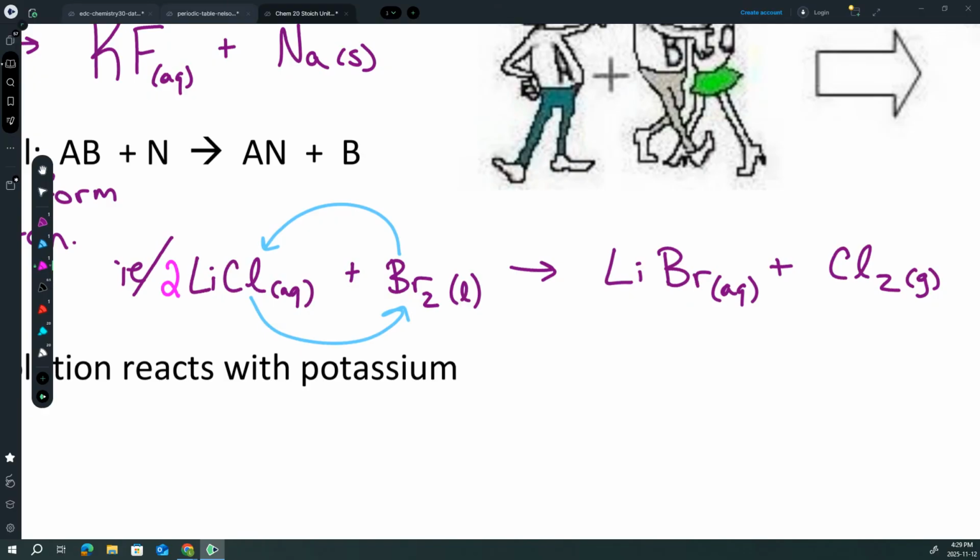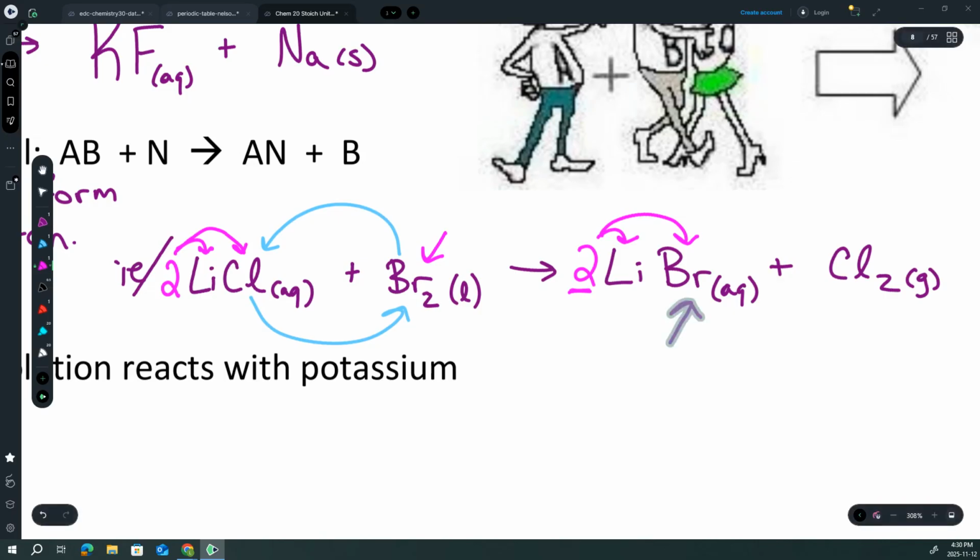That 2 didn't just affect the chlorine, it also affected the lithium. So my chlorines are balanced, but now my lithiums are unbalanced. So I'm going to put a 2 right there. Now we have 2 lithiums going in and coming out. And that 2 didn't just affect the lithium, it also affected the bromide. So I've got 2 bromines coming in, 2 coming out. So that is balanced.